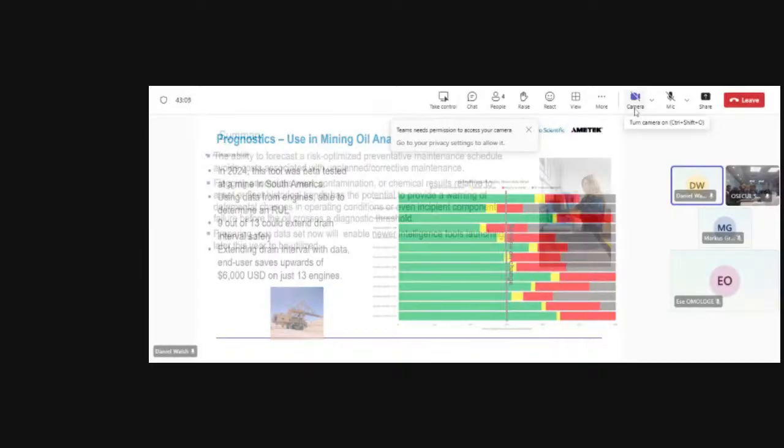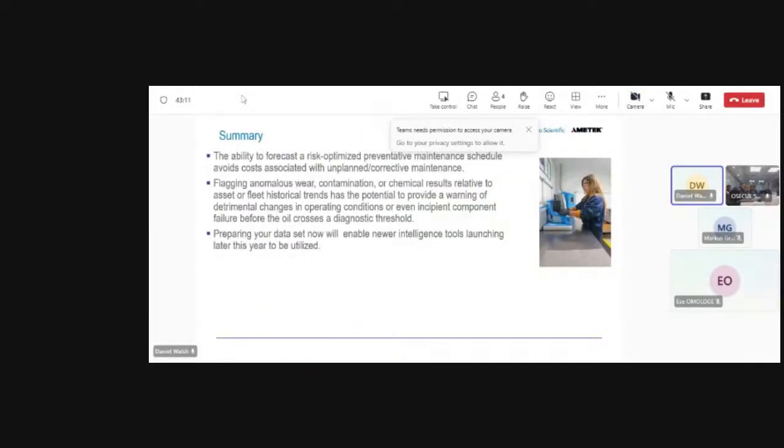So in summary, the ability to forecast risk and optimize preventive maintenance can avoid costs with unplanned downtime. Flagging data where contamination has the potential to catch problems well in advance before the oil crosses the diagnostic threshold. And if you prepare your data now, you can make sure that you can take advantage of these new technologies that are coming down the line.